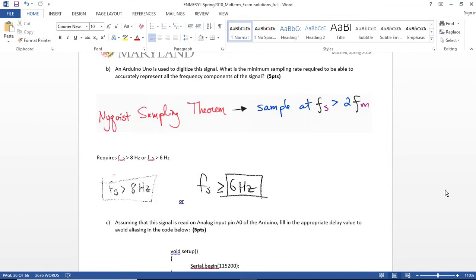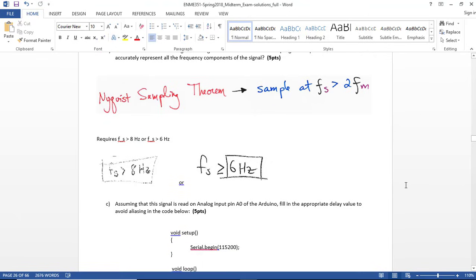So Nyquist tells us we have to sample at greater than 2 times that maximum frequency component. So for version 1 of the exam, we had a 4 hertz component, so we have to sample at greater than 4 hertz times 2, which will be 8 hertz. And for version 2 of the exam, we had a 3 hertz component, so we had to sample at greater than twice that, or 6 hertz.